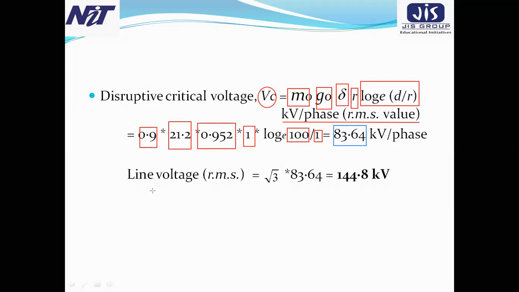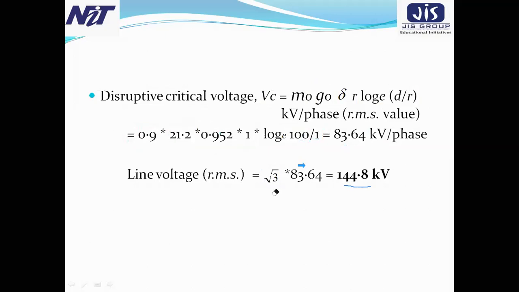Now, line voltage. How to calculate the line voltage? In RMS value, we need to multiply √3 with this value. Multiplying this √3 with the calculated value 83.64, we'll get the value of 144.8 kilovolt. So in this way, we can solve the problem. We can find out the critical disruptive voltage very easily.